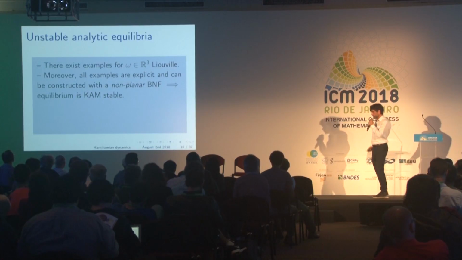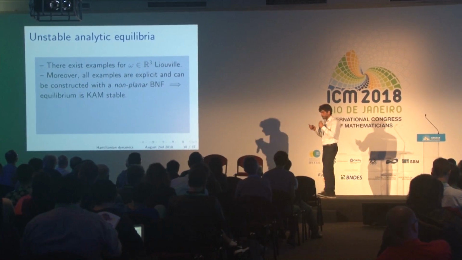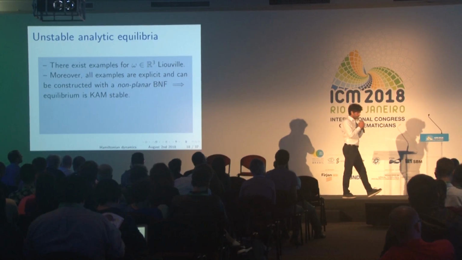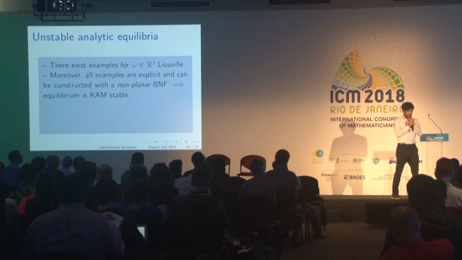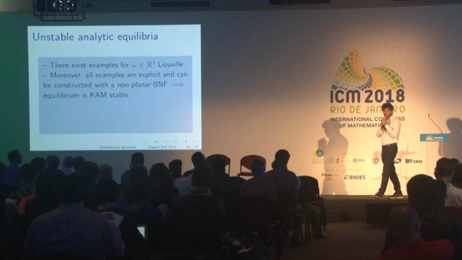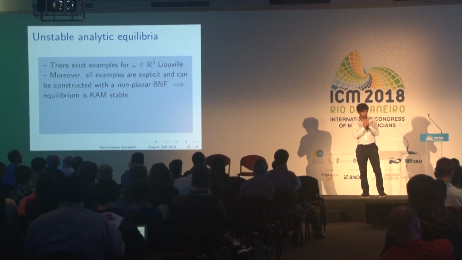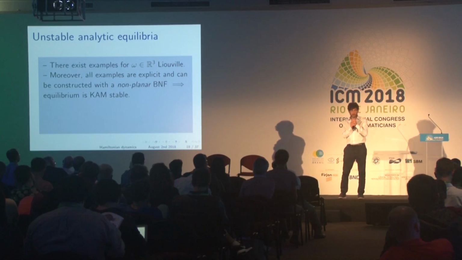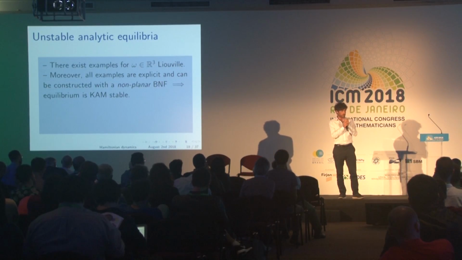So let me say what kind of instability mechanisms we had up to now. We know of two types of instability mechanisms. The first one is the so-called Anosov-Katok.